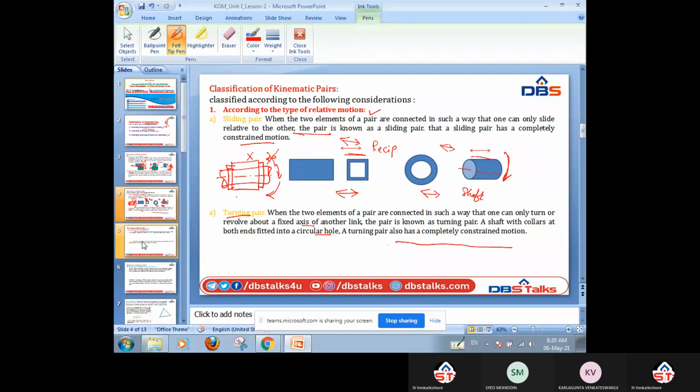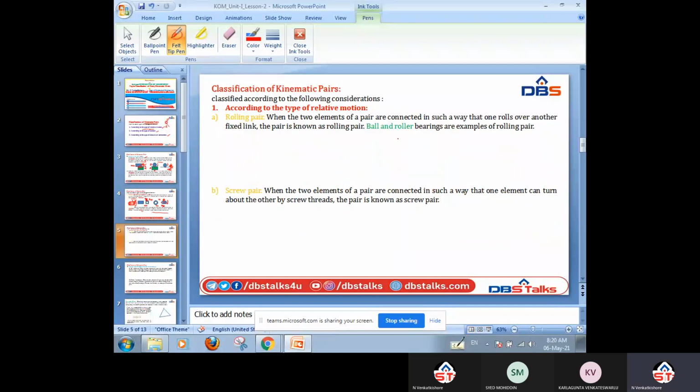Next, another classification is according to the relative motion. One more thing is the rolling pair.